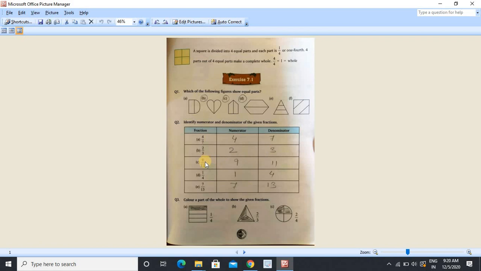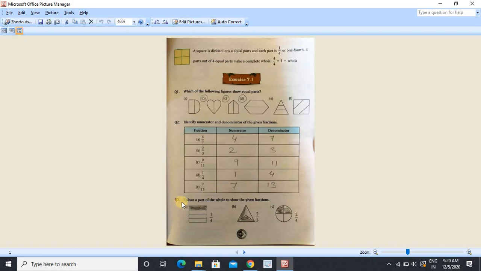Question C, 9 by 11 is given. Numerator is 9 and denominator is 11. Question D, 1 by 4. Numerator is 1 and denominator is 4. Question E, 7 by 13 is given. Numerator is 7 and denominator is 13. Okay? So in this way you have to solve these questions in your book.